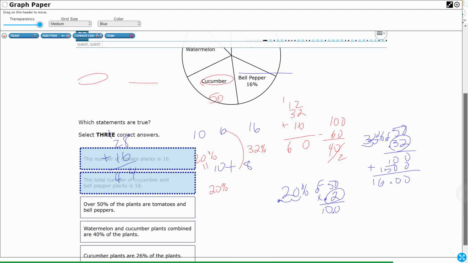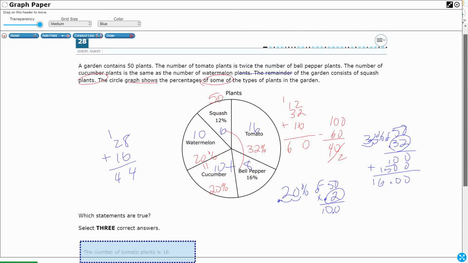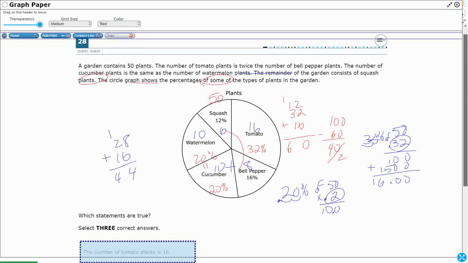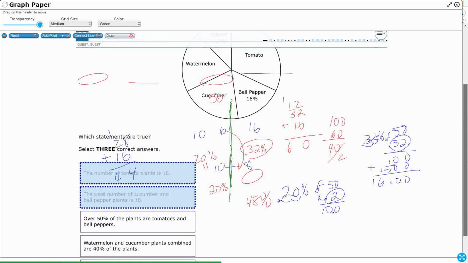Over 50% of the plants are tomatoes and bell peppers. Let me see. So my tomatoes and bell peppers, right? I've got this 32% and I've got this 16%. If I add those together, that's going to be, oh, so close, 48%. And you can also see that's incorrect, right? Here's your straight line. If you try to draw it straight down, you see that the tomatoes and bell peppers don't quite reach it. So that's incorrect.